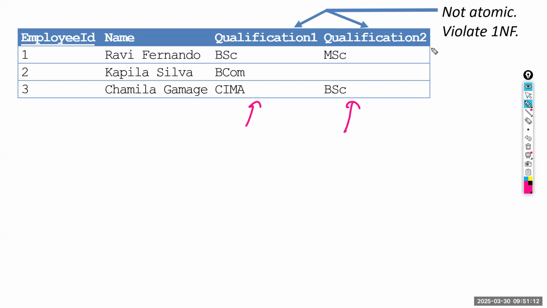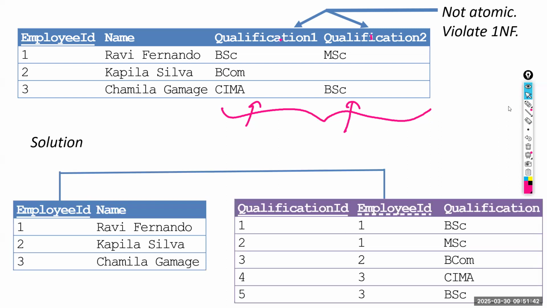Because we don't know how many qualifications someone can have. And the other thing is, if you had so many qualification columns, most of the guys will have only 1 qualification, so you waste your storage. Therefore, this is not a solution. The original problem of atomicity is still there. So the solution is to take this to a separate table, so don't call it qualification 1, qualification 2. Same solution, because it's the same problem with different symptoms.